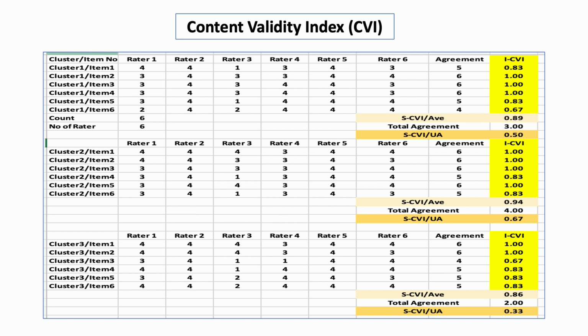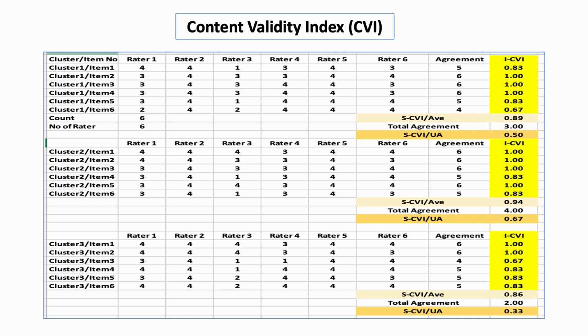Even if rater 3 also would have been considered in agreement, since the other two, rater 1 and rater 3, have given 2 each, this would be considered 4 on a Likert scale in agreement. So what we do is that each agreement is divided by the number of raters. That will determine the ICVI.